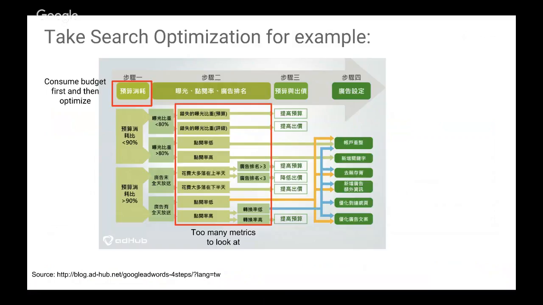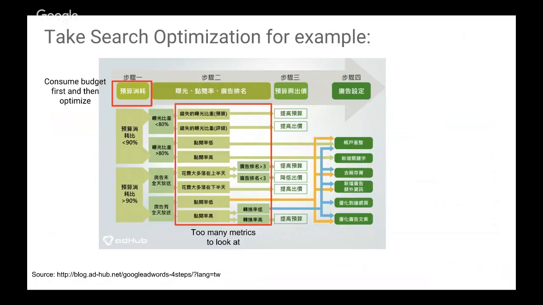For a search campaign, you have to look at the search page ranking, the click-through rate, the day part, the conversion rate, the CPC, the CPA. There are so many metrics to look at when it comes to optimizing a campaign. So we also see that this is one of the pain points of optimizing a campaign on AdWords.